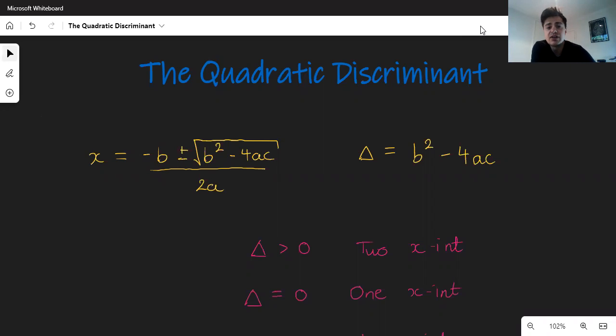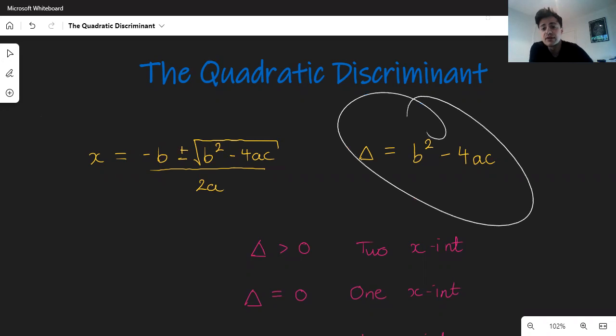The purpose of today's video is to go over the quadratic discriminant and what that actually helps you find when it comes to quadratic equations. So the formula for the quadratic discriminant is listed here, b squared minus 4ac. But what does that actually tell you? This tells you how many solutions there are to a particular quadratic equation.